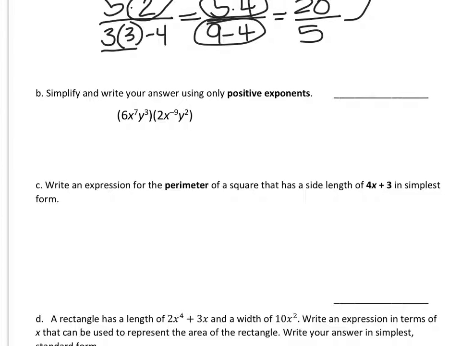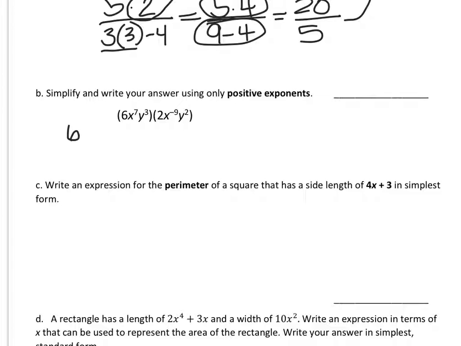For letter B, I saw a lot of lines being drawn like this, as if you were doing some kind of distributing. Remember, distributing is only done when you're multiplying a number through a difference or a sum. This is not a difference or a sum. This is just one term multiplied by another term. So you just have to multiply the coefficients.